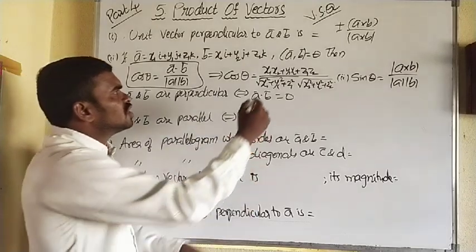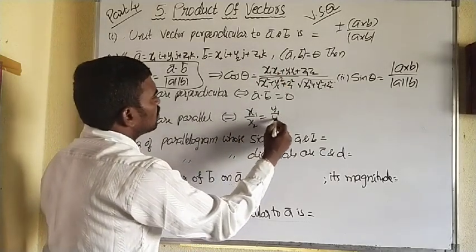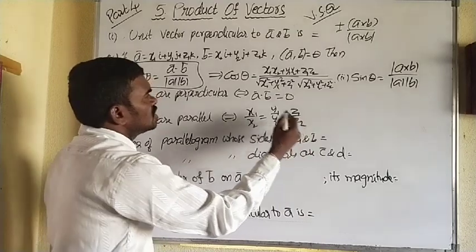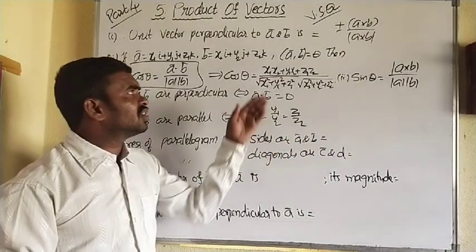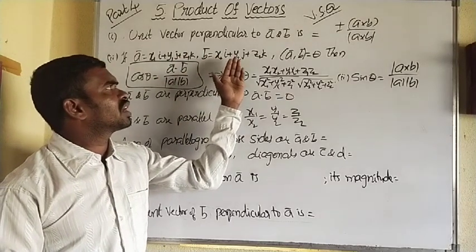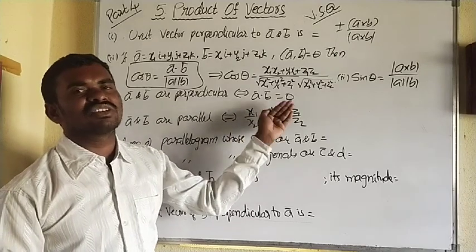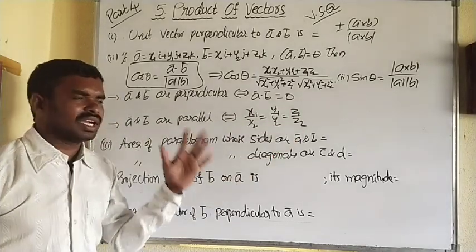Applying this condition, we can get x1 by x2 is equal to y1 by y2 is equal to z1 by z2. See, if you take a1 i plus b1 j plus c1 k and a2 i plus b2 j plus c2 k, the condition becomes a1 by a2 is equal to b1 by b2 is equal to c1 by c2. Okay, we can write the formula anyway.